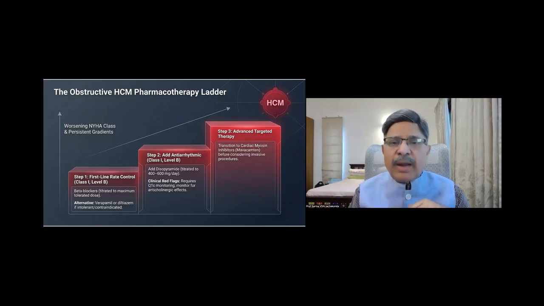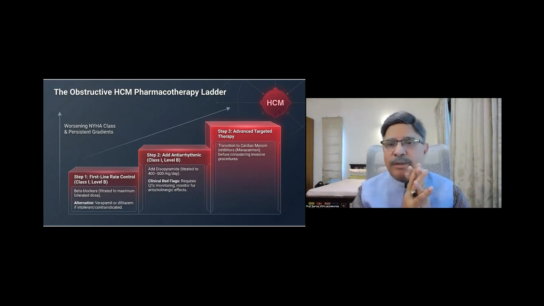Then add on antiarrhythmic agents. Class 1 level B, disopyramide is the drug of choice, 400 to 600 milligrams. Red flag, requires QTc monitoring because it can cause QT prolongation. Monitor for anticholinergic effects because disopyramide will have anticholinergic side effects like dryness of the mouth, constipation, inability to void urine.